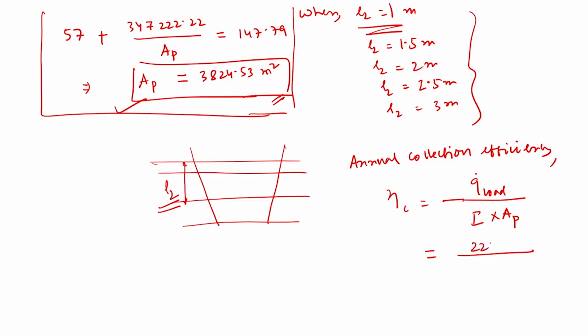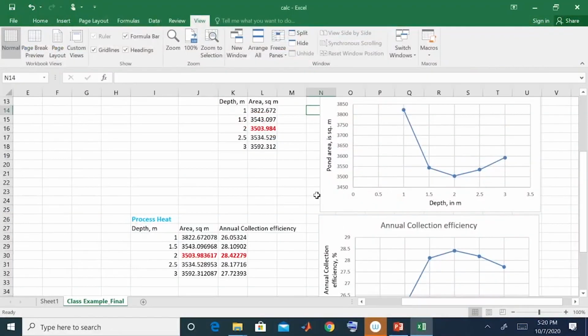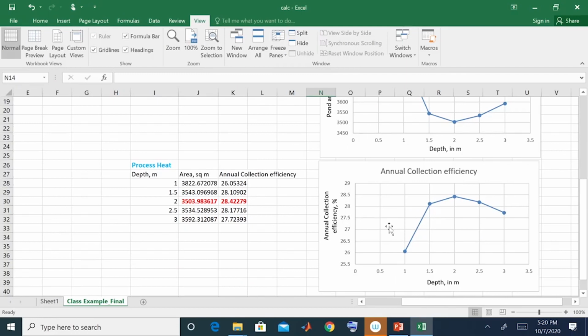Okay, so 225 into 10 cube, then we have 225.92 for I in watt per meter square, and then if we consider L equal to 2, AP is something like 3503.98, then its collection efficiency will be 28.42%. Okay, so that way you can calculate the collection efficiency, right. Now, let us go back again to the spreadsheet and develop the chart which shows the variation of annual collection efficiency with respect to depth.